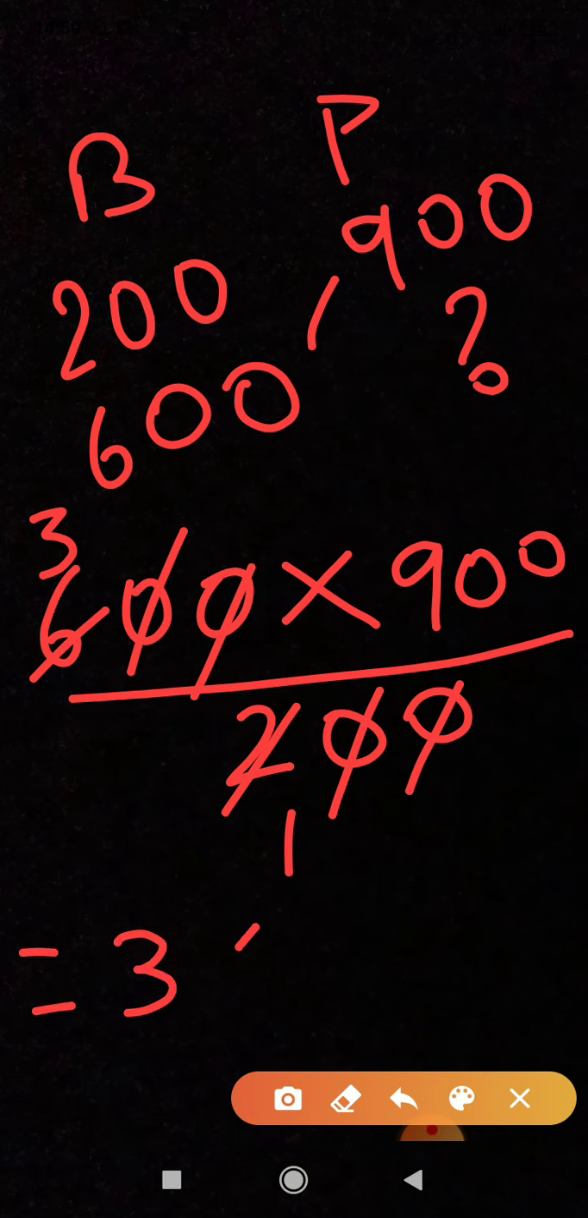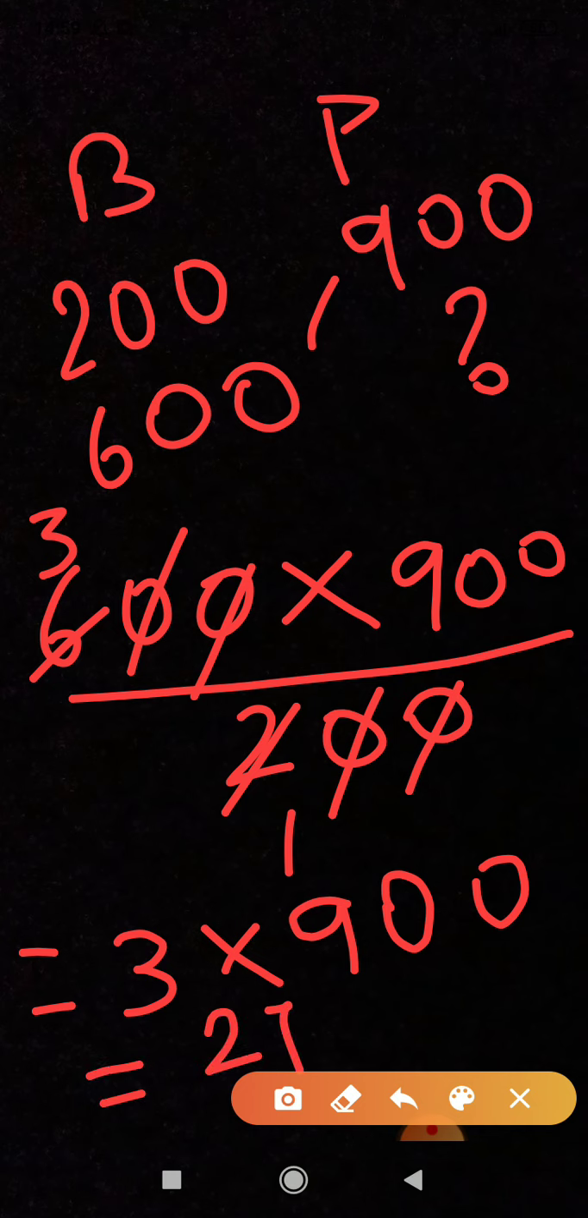So 3 multiplied by 900. So 9 threes are 27. So your answer is 2700. You can also calculate like this: 900 multiplied by 3. 3 zeros are 0, 3 zeros are 0, 9 threes are 27. So 2700 is your answer.